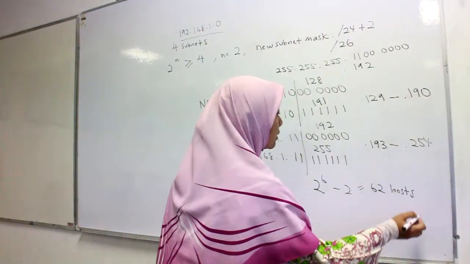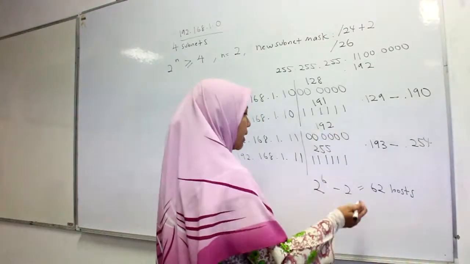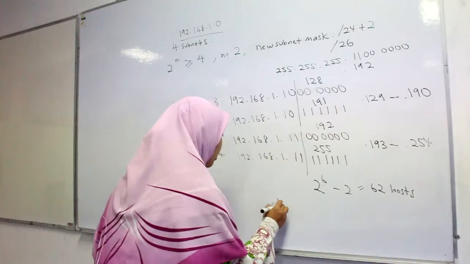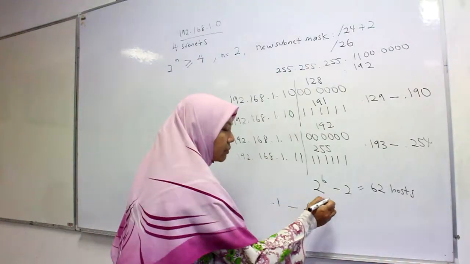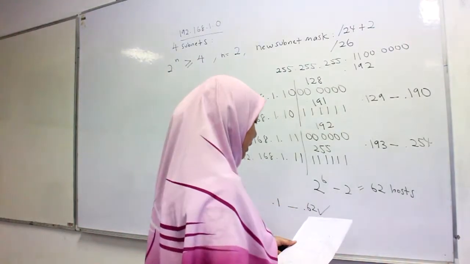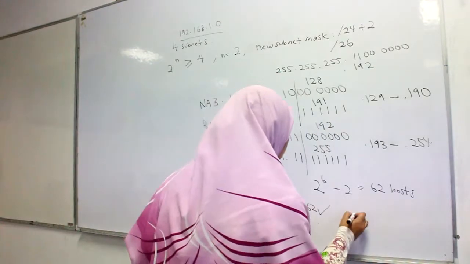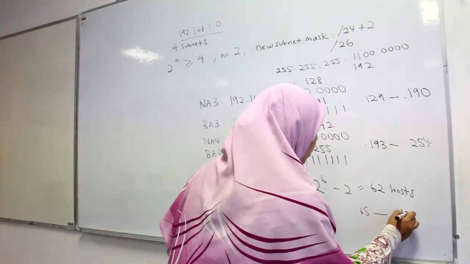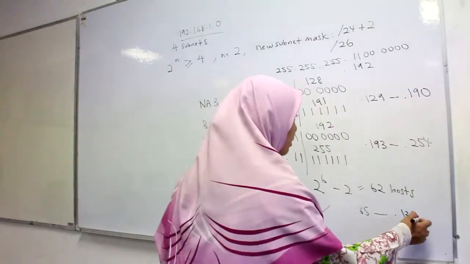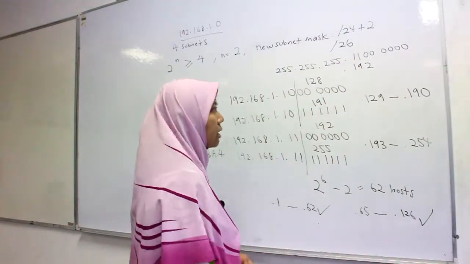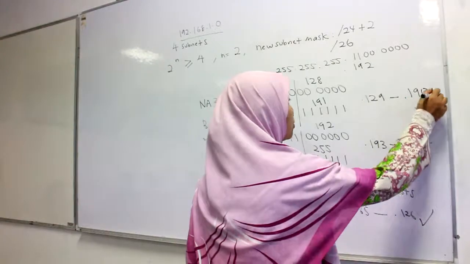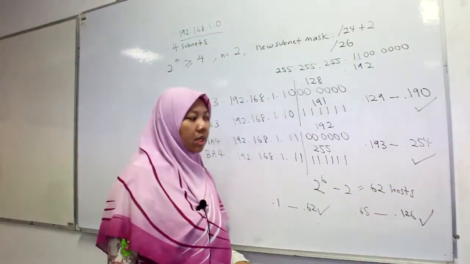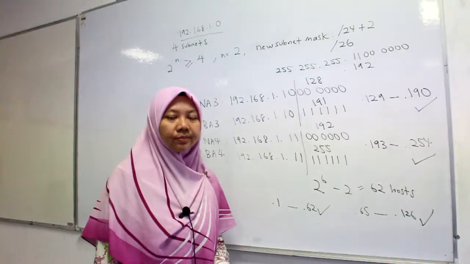So please check. Previously we got for the first subnet .1 until .62. Yes, correct. And the second subnet we get from 65 until 126. Also correct, 62 hosts. This is also 62 hosts, and this is also 62 hosts. So this is correct. Thank you.